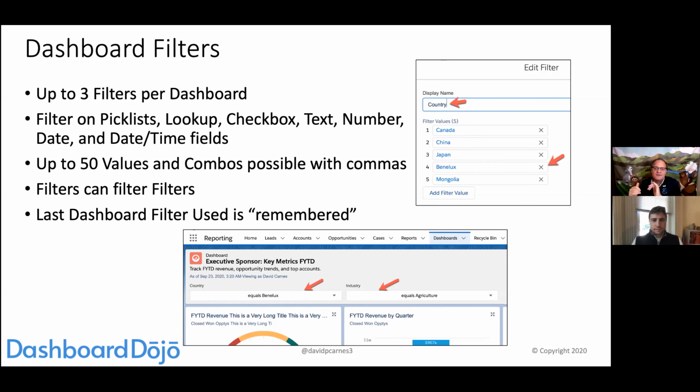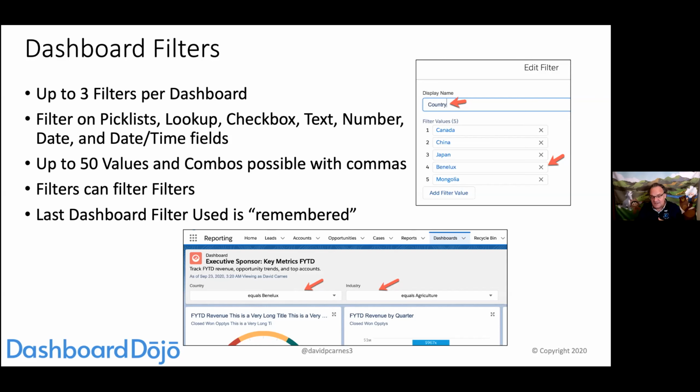But you can have up to 50 filter values per filter, and you can have up to 3 filters per dashboard. So you can see here, I've got a dashboard with executive sponsor, key metrics, and the country equals Benelux. And then I've got a second filter that's active, and this is now the intersection of these 2 filters. And we can have 3 filters if you need to. So this is the intersection of Benelux and agriculture on this.